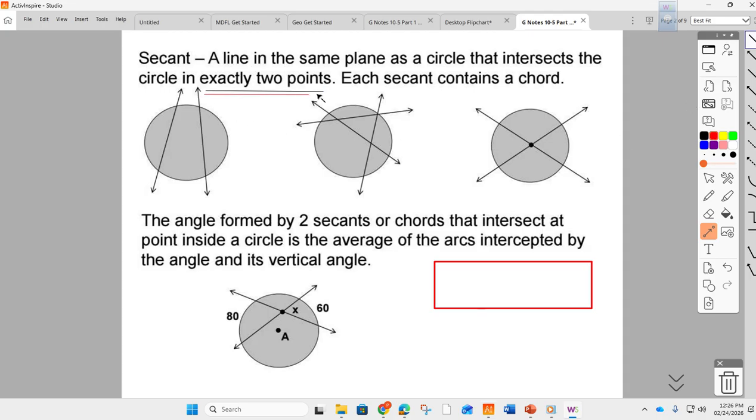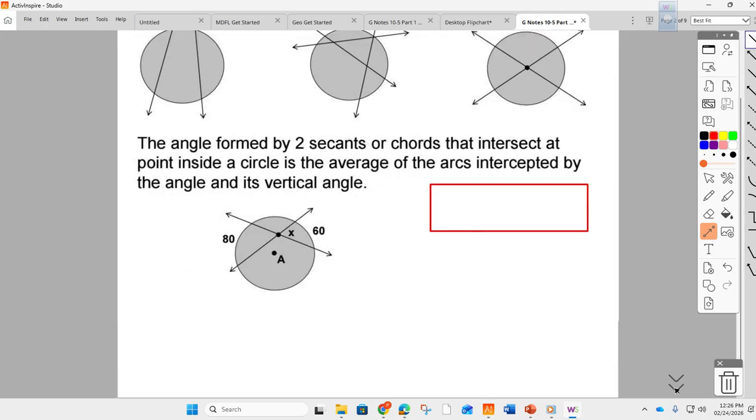A line or a chord, because remember that a chord is part of a line, just a section of the line. So the chord and the line pretty much have the same properties. A secant is a line in the same plane that intersects the circle in exactly 2 points. There are 3 secants here, and 2 secants here. Nothing fancy. It's a line that intersects the circle twice, at exactly 2 points. No more, no less.